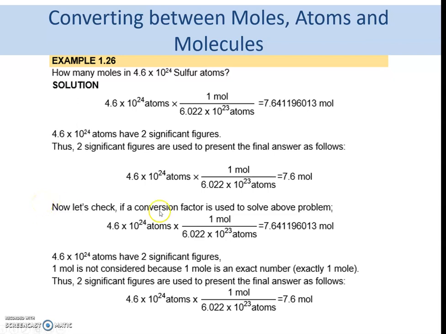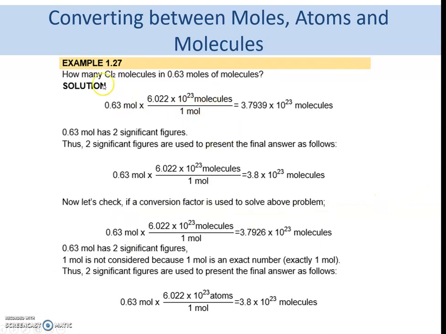Just we want to check if a conversion factor is used to solve the above problem. It is also similar, meaning that 1 mole is not considered as measured number. So we only consider this one as measured number. That's why our final answer must consider two significant figures for this value.